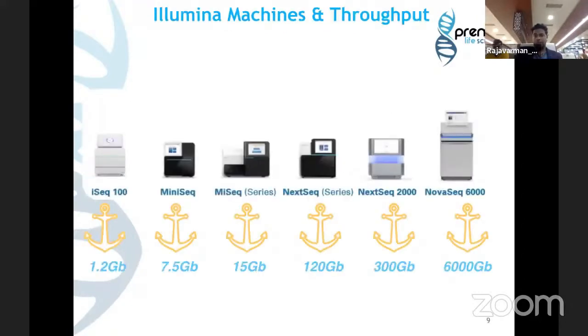I was speaking about the machines. When I say machines, we can see the varieties starting from 1.2 GB to 6000 GB. This is the capacity for a single run when we fully utilize the machine to the full extent, right? As I told before, these are the low throughput, this is mid throughput, and this is high end, right?